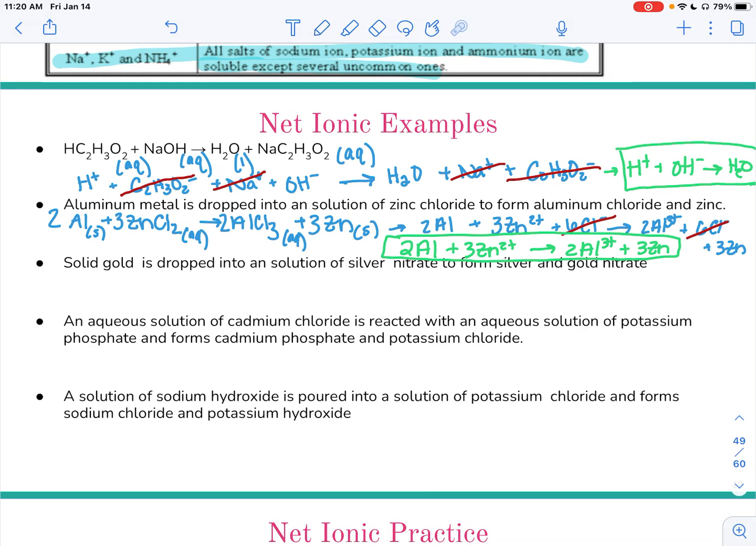The other thing that needs to be balanced, and it should work out, is the charge. So this 3 applies to the zinc ions, but it also applies to the charge. So 3 times 2 is 6, and then 2 times 3 is 6 plus, okay? So our charges are also balanced. Everything is balanced. And again, if you do that at the beginning and you're just careful, it should work out. So let's try another one.